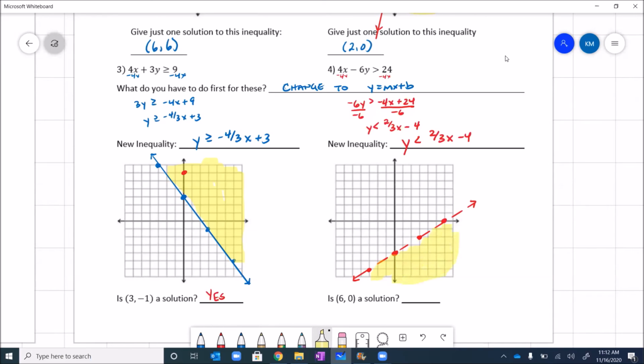I'm going to ask, is 6, 0 a solution? The answer, no. And it's not because as we look, 6, 0 is here on that dotted line. And it's a dotted line to tell us it's not a part of our solutions.